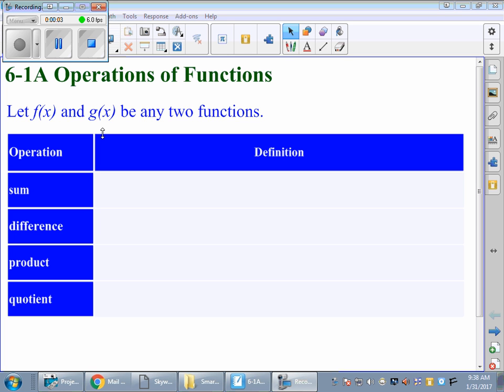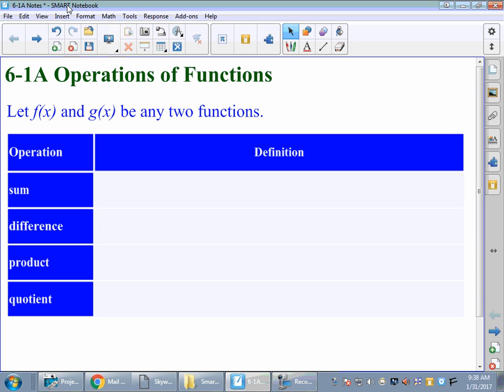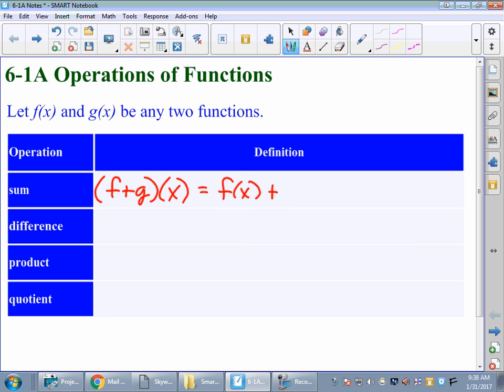These are your 6-1A notes, operations of functions. We're going to learn how to add, subtract, multiply, and divide functions in this lesson. So the symbol for a sum of two functions is (f + g)(x). That's f plus g of x. And you simply add the one function to the other function. You combine like terms and clean up as necessary.